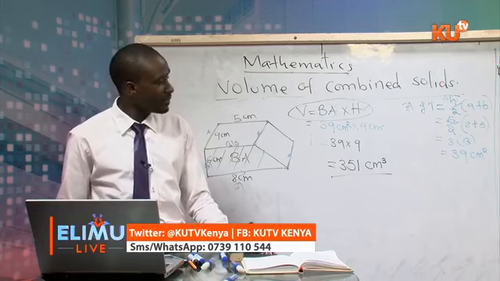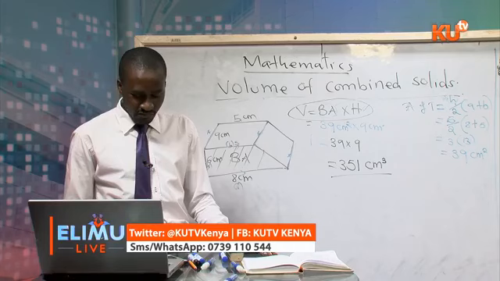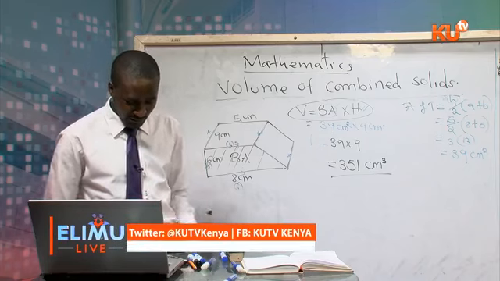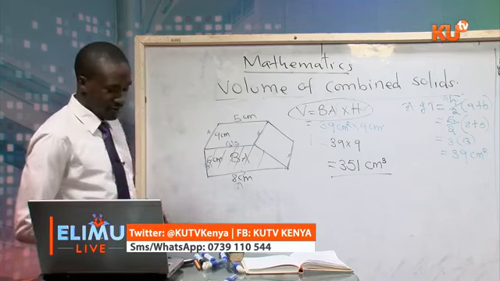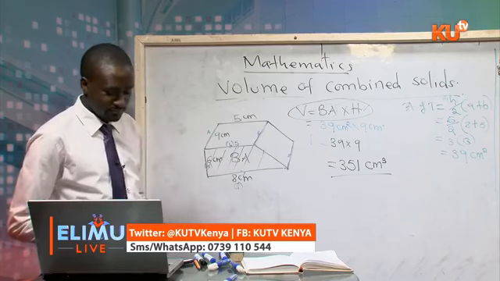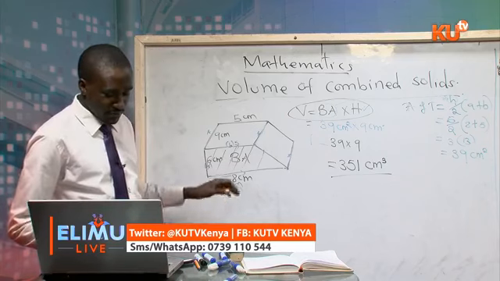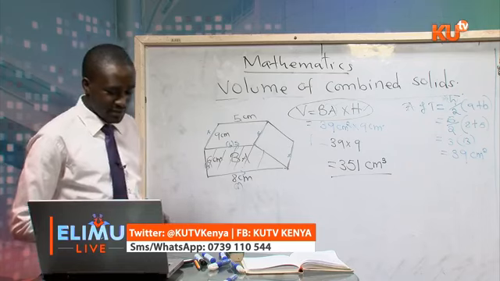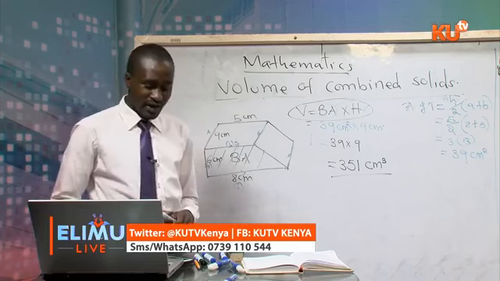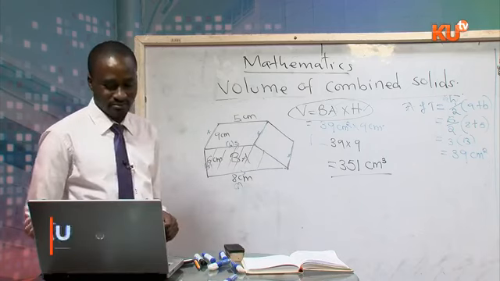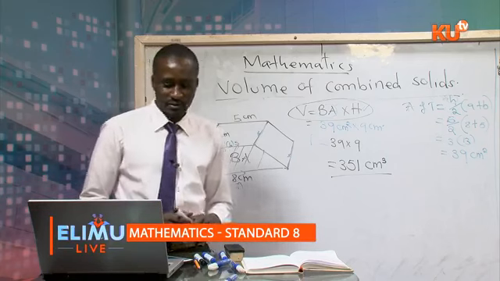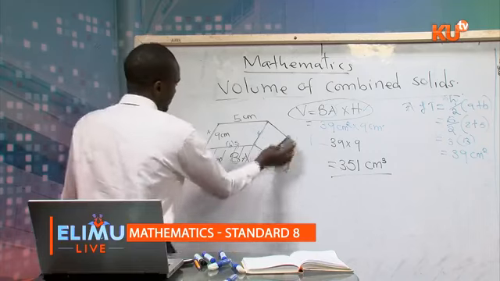As we go to the next one, let me answer some questions from some learners. Okay, now there is Joy asking: Excuse me, teacher, on the bread-like figure, why did we use 30 as the height when the height was 14? Let's go back to bread-like.